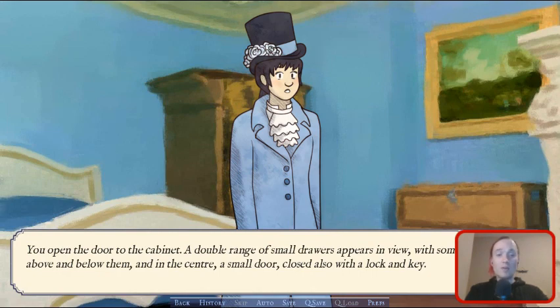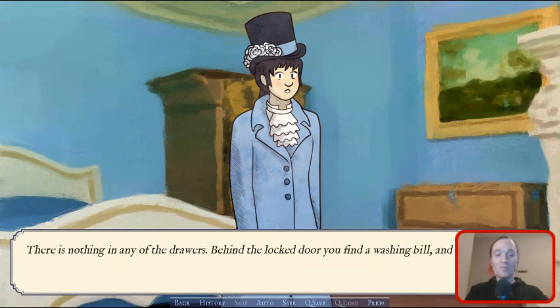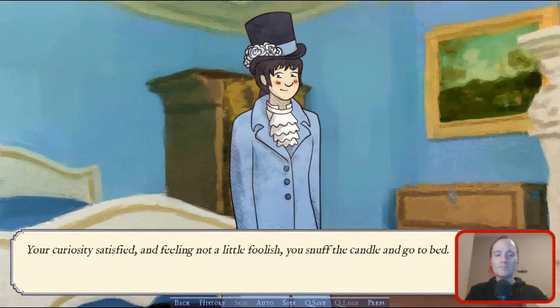You open the door to the cabinet. A double range of small drawers appears in view, with some larger drawers above and below them, and in the center a small door, closed, and also with a lock and key. There's nothing in any of the drawers. Behind the locked door you find a washing bill and nothing more. Your curiosity satisfied and feeling not a little foolish, you snuff your candle and go to bed.